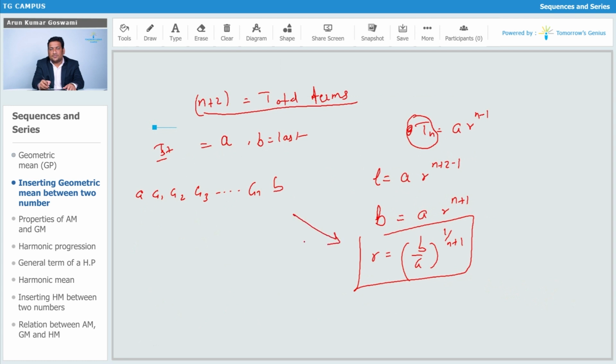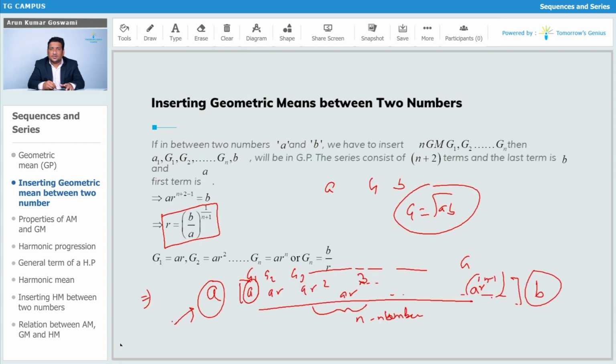My a is the first term, and g1 is nothing but ar, which is a times (b by a) to the power 1 by n plus 1. Similarly, g2 will be ar square, so I substitute the r value there and get the answer. So this is what we have from the GP. Using this formula, we can insert n terms between two numbers, which are the n geometric means.